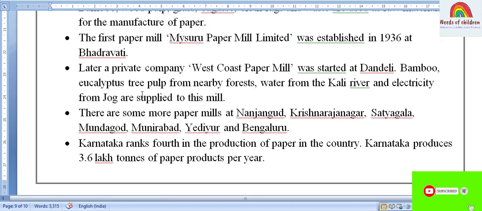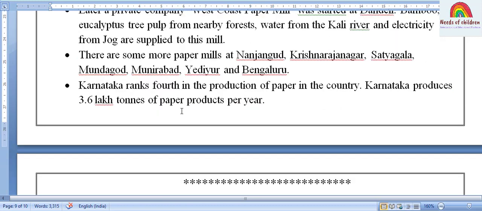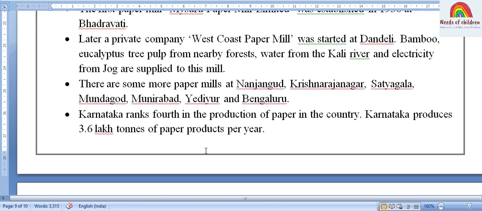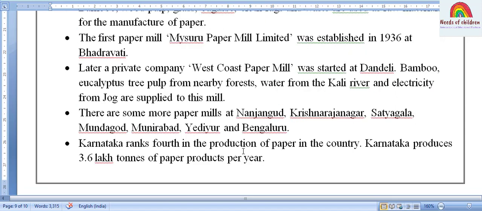Bamboo, eucalyptus tree, pulp from the nearby forest, water from Kali River and electricity from Jog are supplied to this mill. There are some more paper mills at Nanjangud, Krishnarajanagara, Satyagala, Mundagod, Munirabad, Yediyur and Bengaluru. Karnataka ranks 4th in the production of paper. Karnataka produces 3.6 lakh tons of paper products per year. So this is the answer for this question.